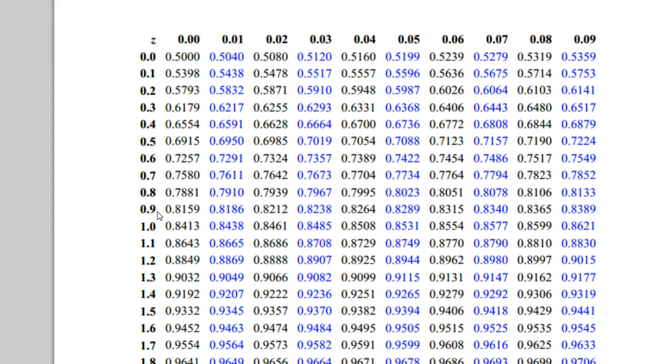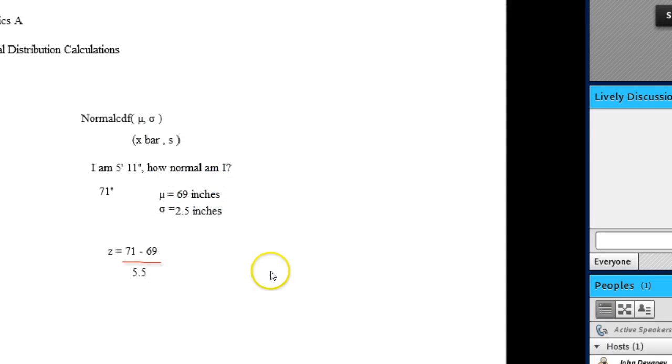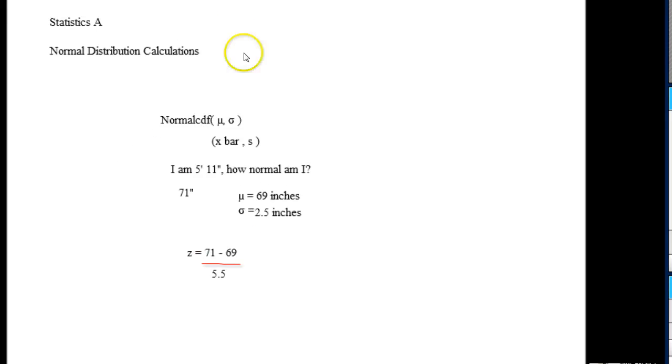Most of us don't have that calculator, like myself, so I'm just going to use this. I'm going to look up 0.8. If you notice, it's right here, and I'm going to line it up with 0.00 because that's the hundredths spot. So the percentage that my calculator would spit out is 0.7881, which is 78.81% of the population would be shorter than me. So I'm within the top 21.19%. That's how I explain it. And that's how you just work with it.